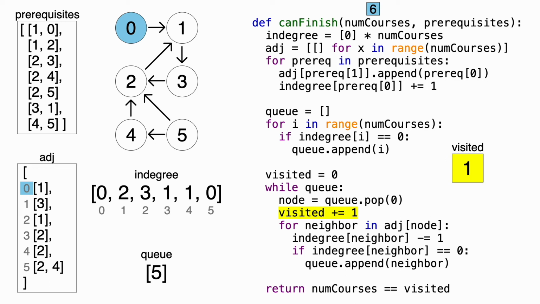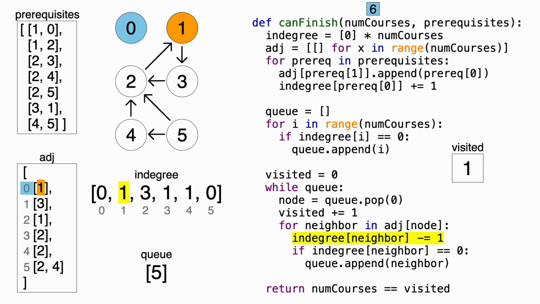Now we're going to start deleting edges by decrementing the in-degree of each one of this node's neighbors. So in this line, since node equals 0, this refers to the list at index 0 of the adjacency list, which means neighbor will take on the value of every node in that list, which right now is just 1. So neighbor is 1. We're then going to decrement the in-degree of that neighbor, so the in-degree of node 1 goes from 2 to 1. By doing this, we are symbolically deleting this edge, like this.